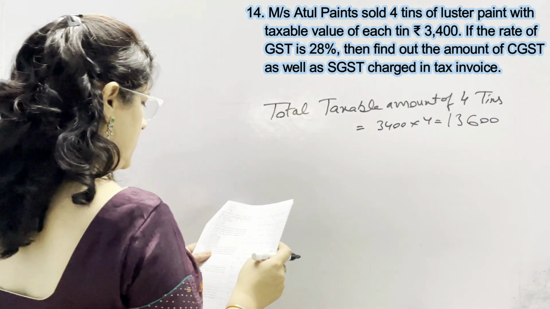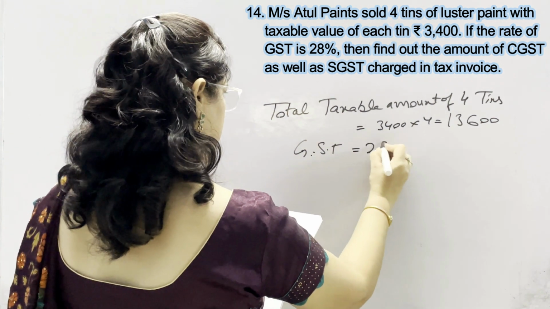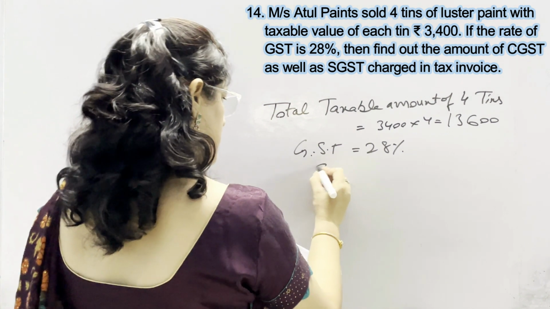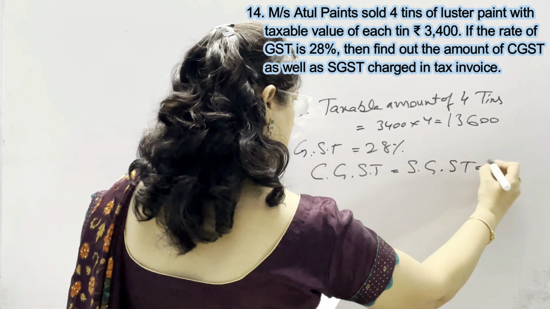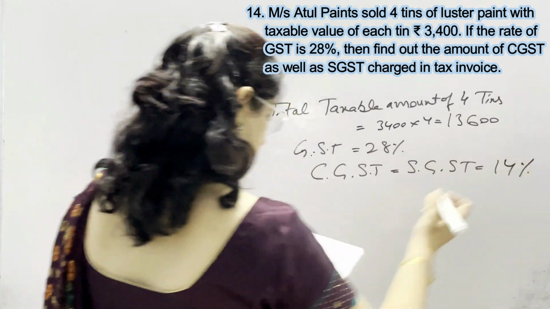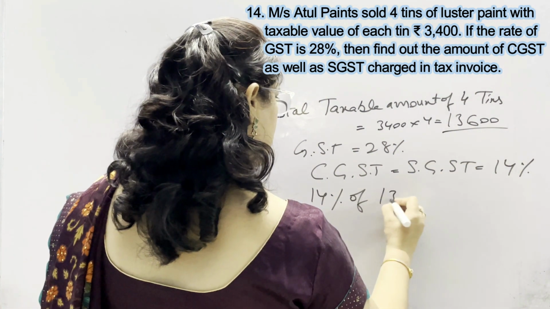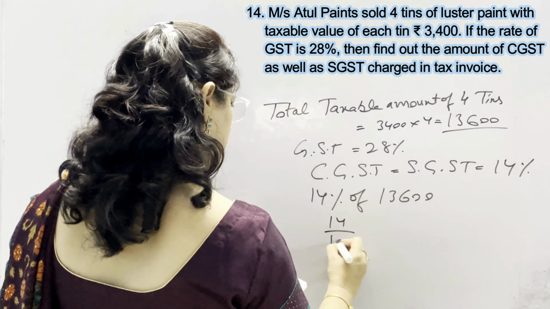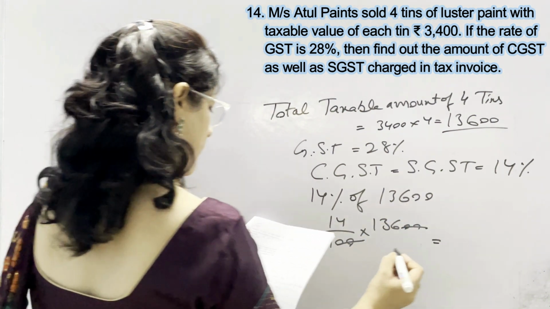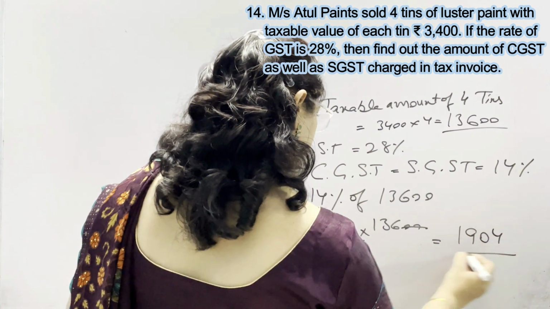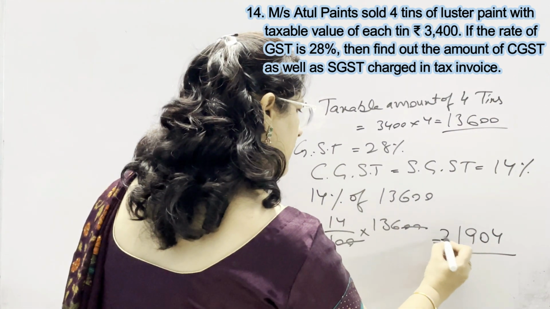and the value is 13600. Now the rate of GST here is given as 28%. So CGST and SGST both come out to be half of this. It means 14%. So 14% of this value 13600. 14 upon 100 into 13600. 136 multiplied by 14, the value comes out to be 1904. So the value of each CGST and SGST is rupees 1904.